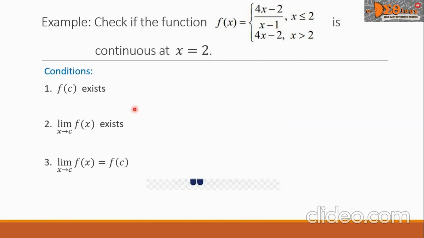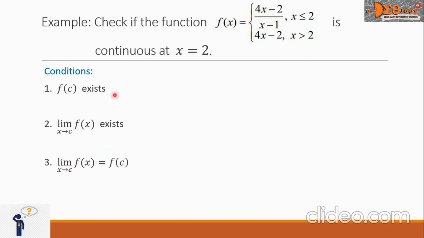Remember the rule of continuity. The function must satisfy three conditions. Number 1, f of c must exist. Condition 2, the limit of f of x as x approaches c exists. And condition 3, the limit of the function must be equal to f of c.